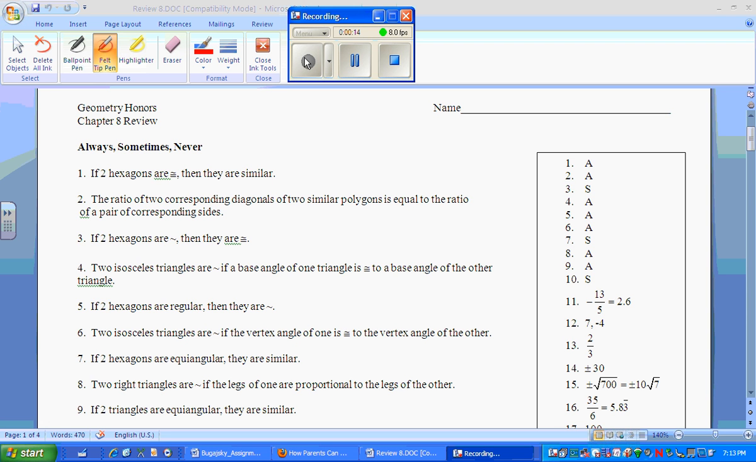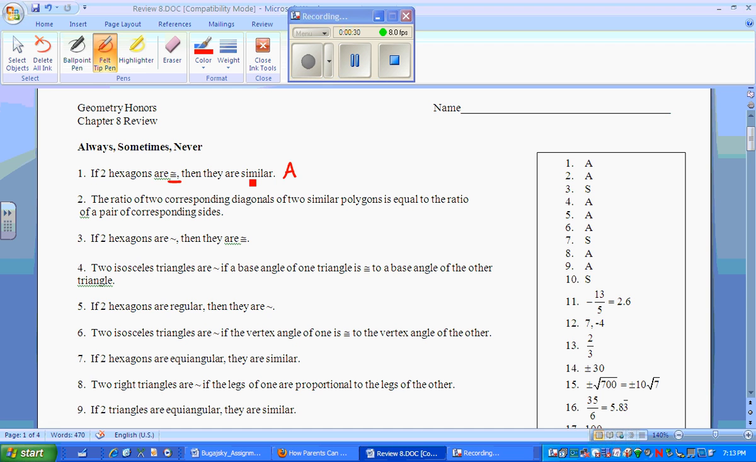Number 1, if 2 hexagons are congruent, then they are similar. Well, you notice in the congruent piece the similarity symbol, so that answer becomes always, because if two things are congruent, they have to be the same shape and the same size to be similar.